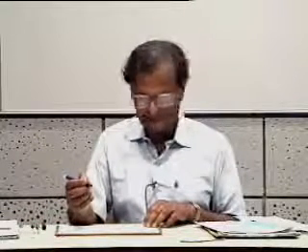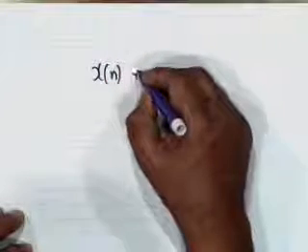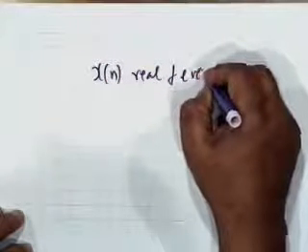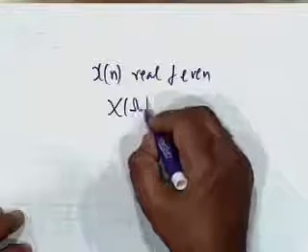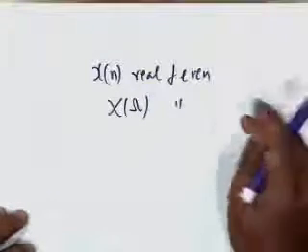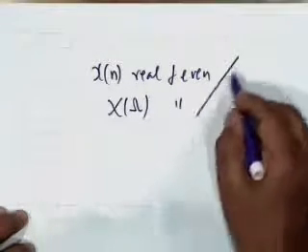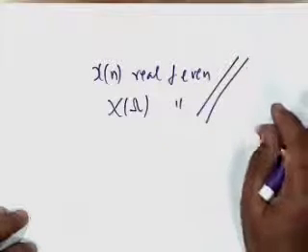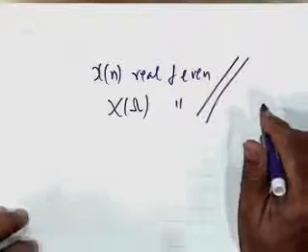We also did the time shifting. We also showed that if x of n is real and even, what can you say about capital X of omega? It should reflect the same properties. Now, this in working out problems is extremely useful.